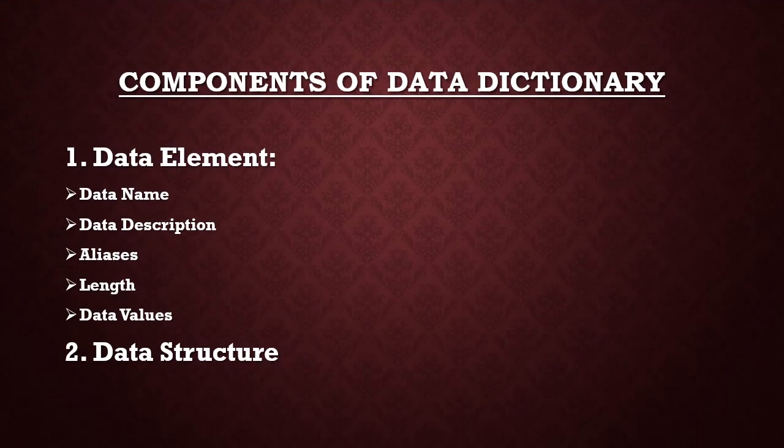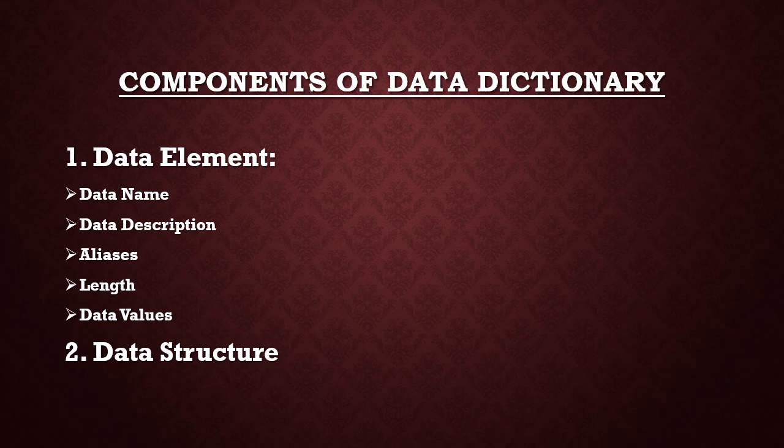Now next we'll talk about the components of the data dictionary. The first one is data element. Data elements are the building blocks for all the data stored in the database system. For example, in a table we have name and roll number. All these fields are data elements. And these data elements consist of the following terms.